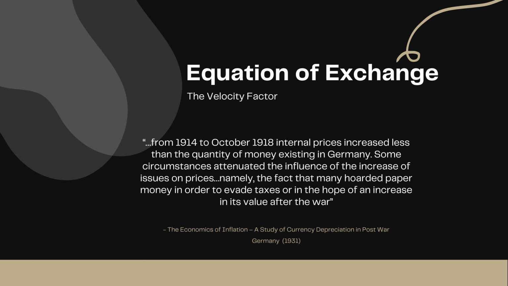And this is quite important because there is a velocity factor. And this passage is taken out of the book, The Economics of Inflation, which is a study of the post-war German economy. And it says from 1914 to 1918, the money supply increased quite a lot, but you didn't see the prices react the way that was predicted given the expansion of the money supply. And a lot of this was down to hoarding, because the German people were uncertain of what their future was going to be like, so they were saving money. But not only that, they thought that after the war the Deutschmark would go back up. So what you saw was that the central bank was churning out a lot of money, but it wasn't being spent, so you didn't get that big increase in price level straight away.